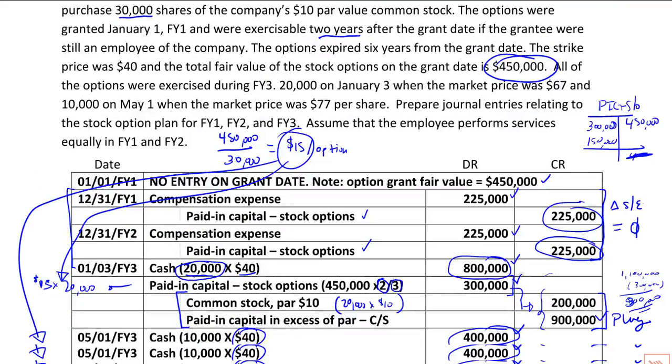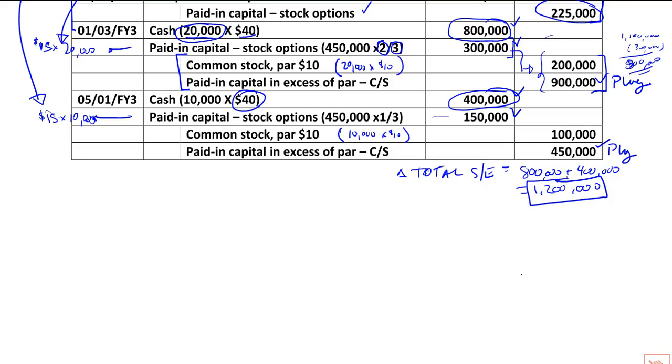So this one went a little long. Let's break out of this and we'll do more on stock option compensation in just a second.